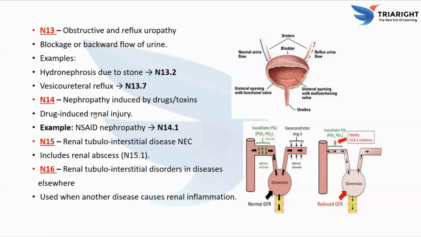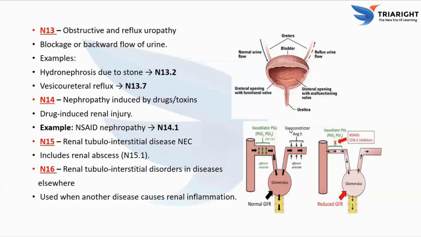So the N14 category code is for nephropathy induced by drugs or toxins. So kidney injury is caused by medications or toxic chemicals. The example in the slide is NSAID nephropathy. Which code do you have to assign? N14.1. Here is a diagram showing the NSAID effect on GFR, that is glomerular filtration rate.